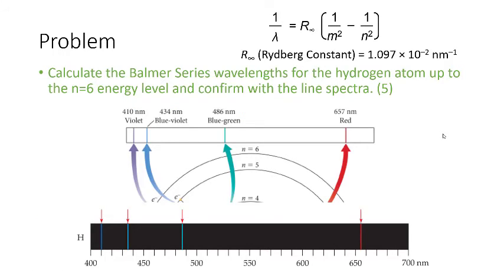All right, so our next problem here is to calculate the Balmer series wavelengths for the hydrogen atom up to n equals 6 energy level and confirm these results with the line spectra.